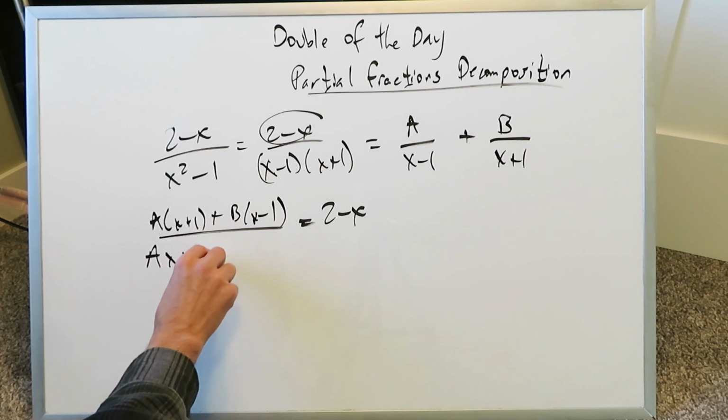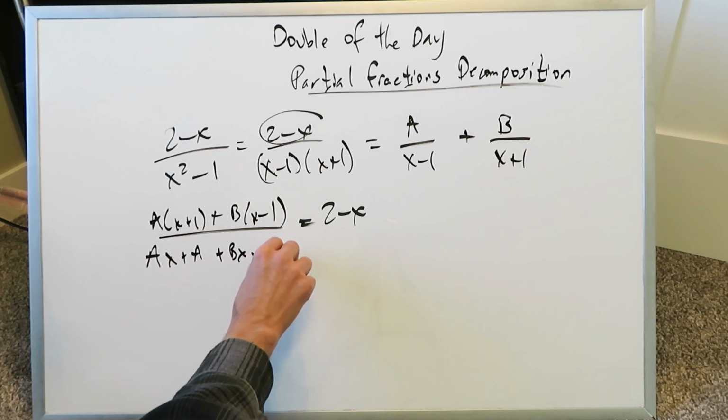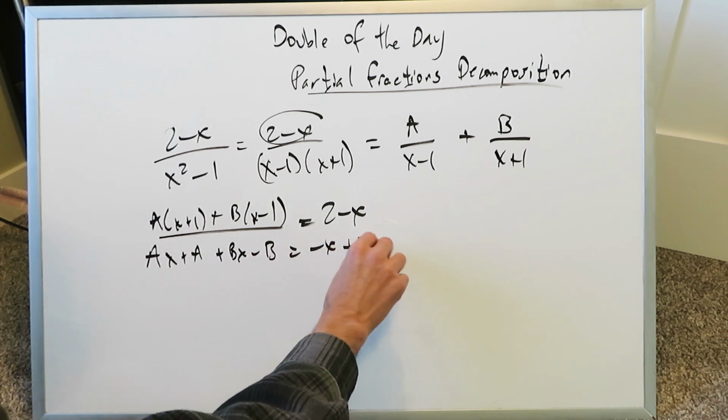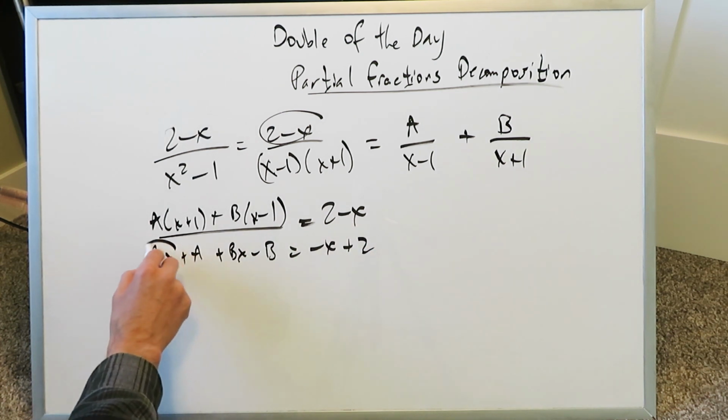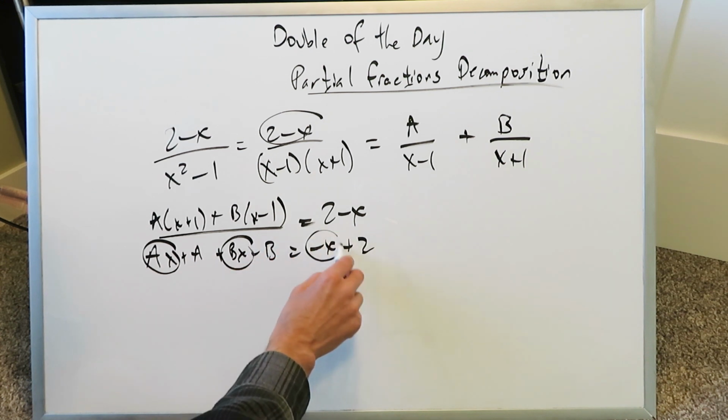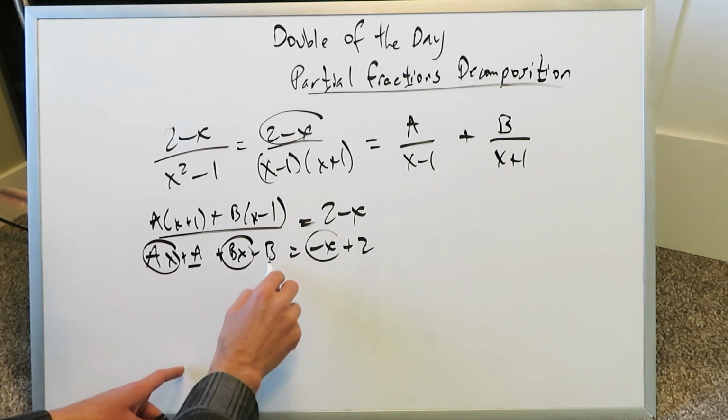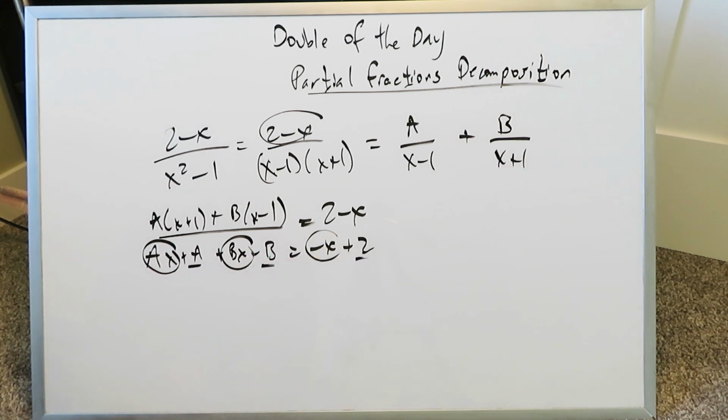You have ax plus a plus bx minus b is equal to minus x plus 2. I just rewrote it, there's nothing wrong. Now look for your common terms. You have a linear term, meaning linear variables. Then you have a constant, and a constant, and put them together.